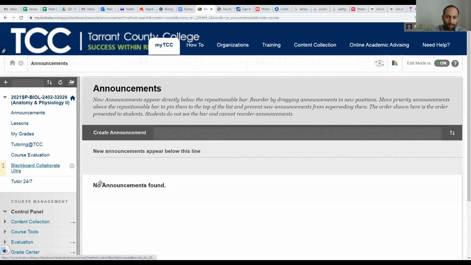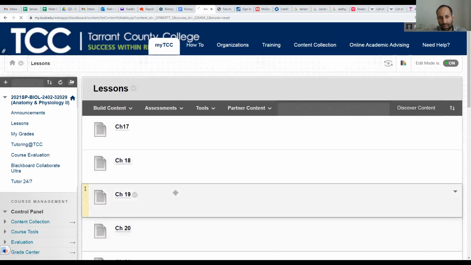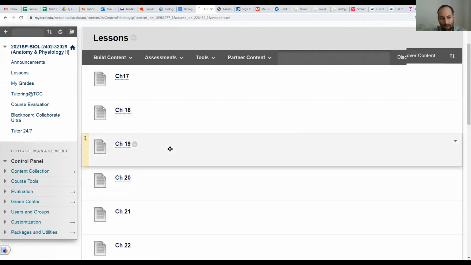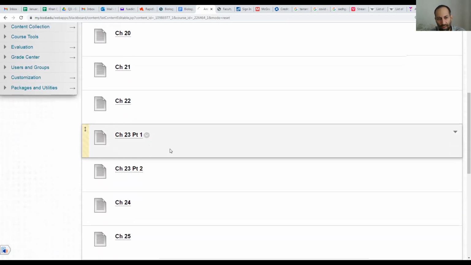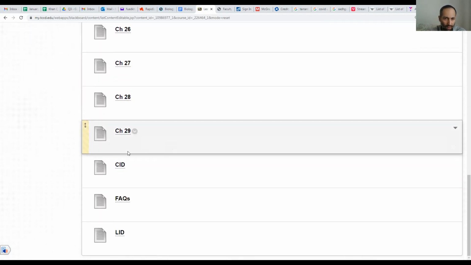And then I'm gonna move back to here. If you look in the left-hand column, you see this option that says lessons. So we're going to go ahead and click on lessons. Okay. And when you do that, here you can see a list of all of the chapters that have been uploaded. These are PowerPoint presentations, everything that we will be going over during the semester all the way down.